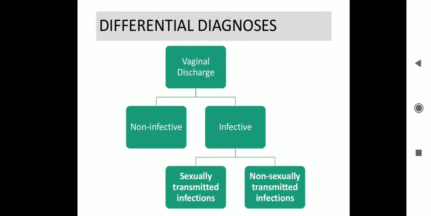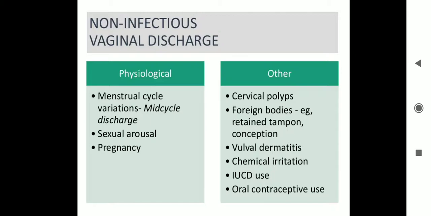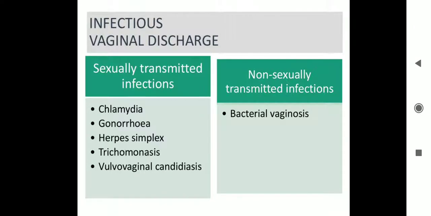Differential diagnosis. Vaginal discharge is of two types, non-infective and infective. In the infective, it might be sexually transmitted infections or non-sexually transmitted infections. Non-infectious causes might be physiological, which is mid-cycle discharge, due to sexual arousal, and during pregnancy, and others being due to cervical polyps, foreign bodies, that is retained tampon or condom, then vulval dermatitis, chemical irritation, IUCD use, oral contraceptive use.